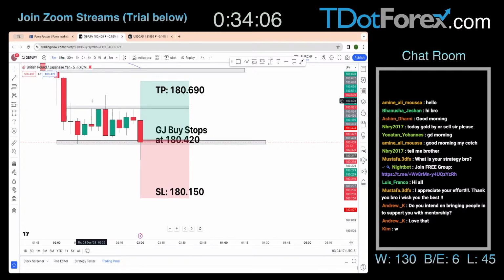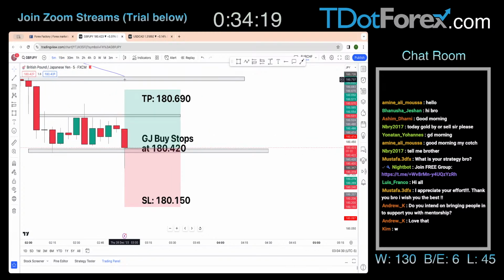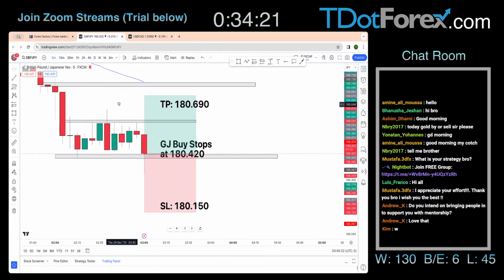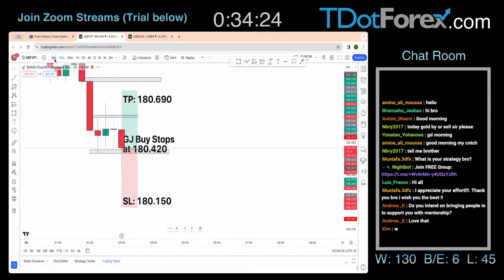Let's go. Come on, GJ. Let's get this clean win right here. And that 5 minute EMA is looking very clean, guys. This will be a perfect push right up top here.